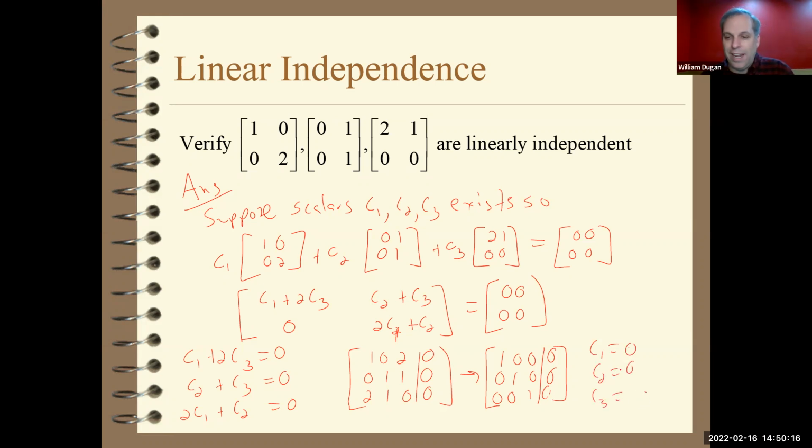So therefore, and I ran out of room, so at the end here, I would write: therefore, the three matrices are linearly independent, because the only linear combination of these matrices that adds up to the zero matrix happens to be the trivial one, where all the scalars are 0. Nice, right? It's very similar to what you saw before. There's really no magic here. It's just a matter of working in a slightly new world.